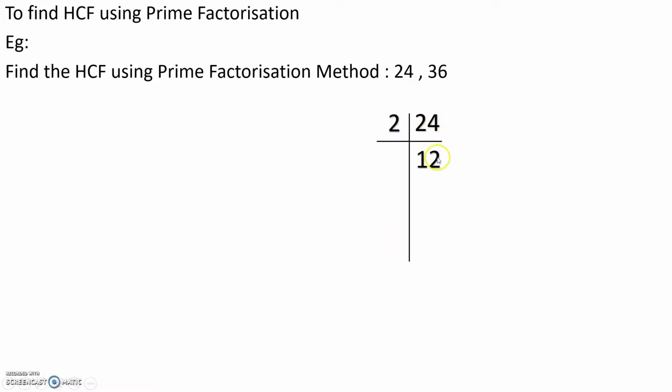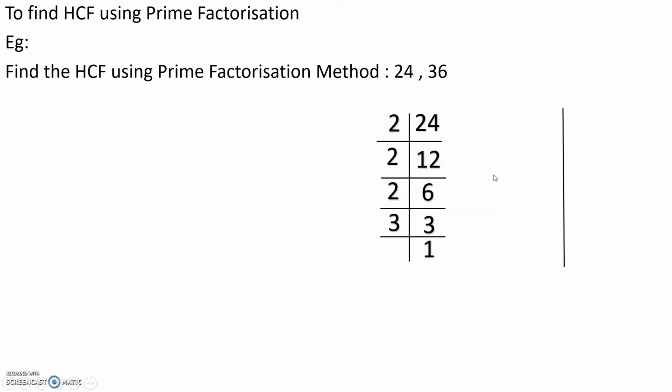2 12s are 24. Then again 2: 12 comes in 2's table. 2 6s are 12. Next 2 again: 2 3s are 6. Now 3 will come in which table? Yes, you are right. It comes in 3's table. 3 ones are 3. So till we get 1, we have to do this method.